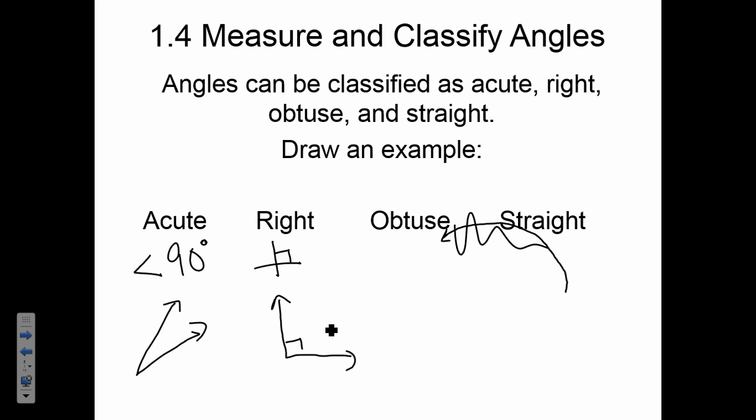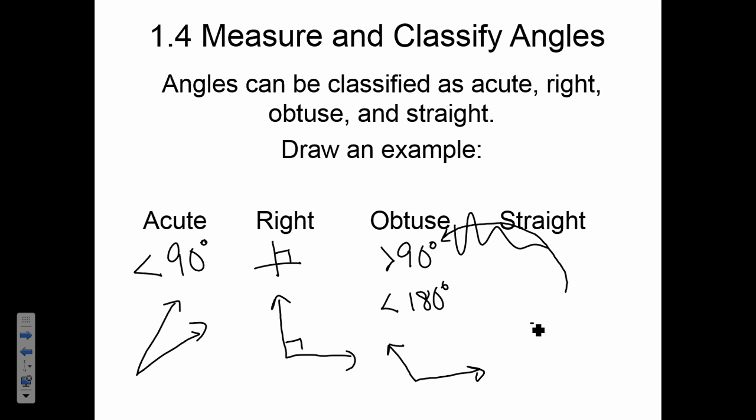Make sure I put my box in there to show that it's 90. An obtuse angle is going to be greater than 90, but less than 180. So an obtuse angle is greater than 90 degrees, but it is less than 180 degrees. An example of an obtuse angle, that's about obtuse right there. I had to take a guess, that's probably about 90, 100, 110 degrees maybe.